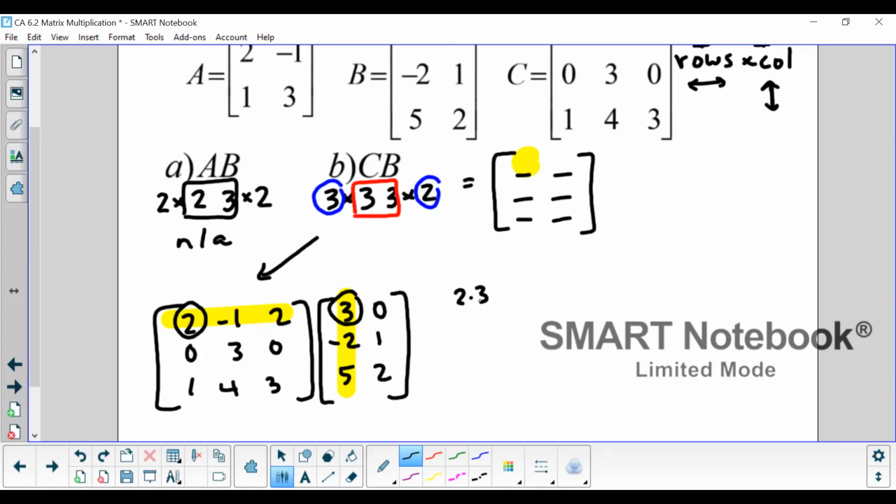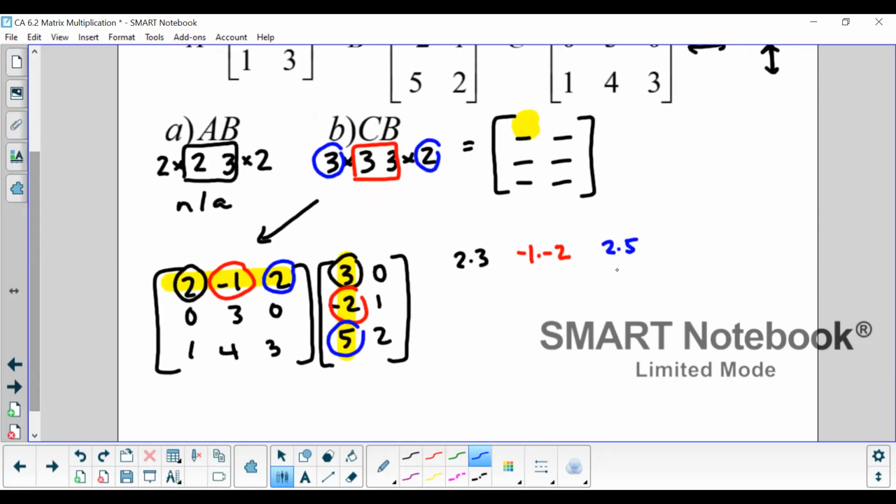And then I move to the second entries. The -1 here. Use a different color so you can see they match. So the -1 here and the -2 here. That's -1 times -2. And then their third entries. The third entry in the row is 2. The third entry in the column is 5. And we multiply those together. So those are 10.